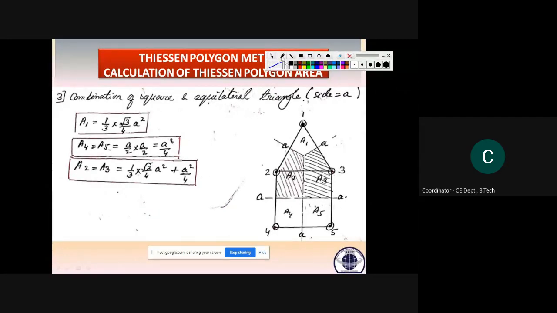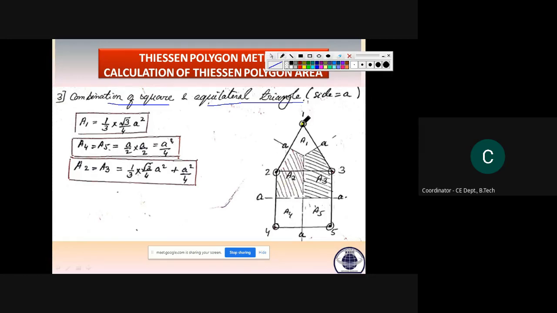Now see, now this is the case. Okay, this is the third case. What is this? The combination of square and equilateral triangle. Which side is equal to A? All these sides are equal to A. This length is A, this length is A, this is A. Now here they have combined both the cases.